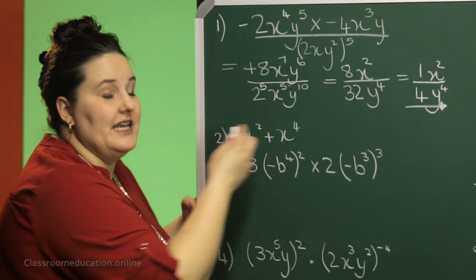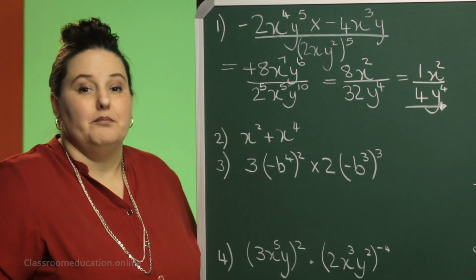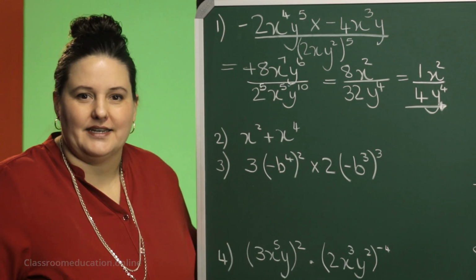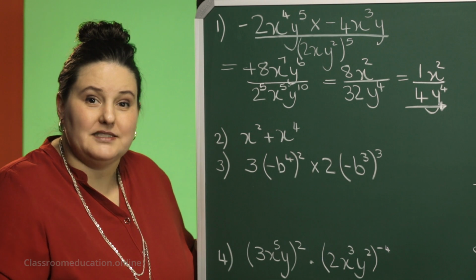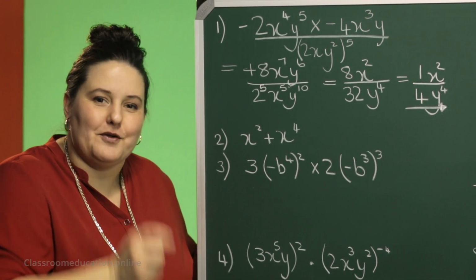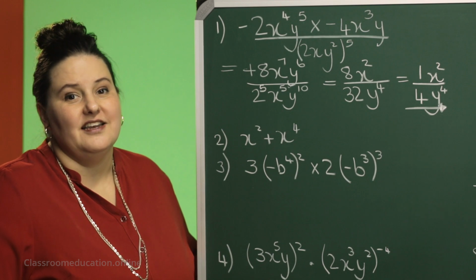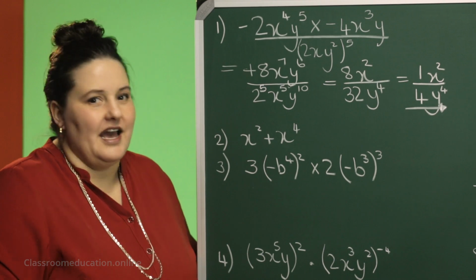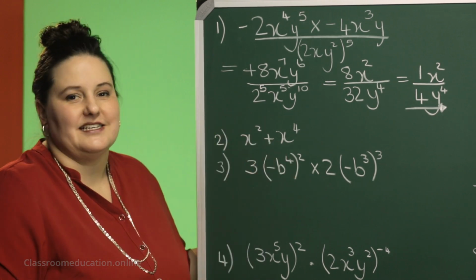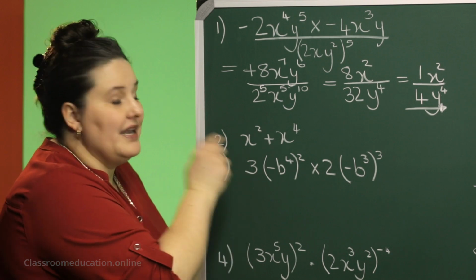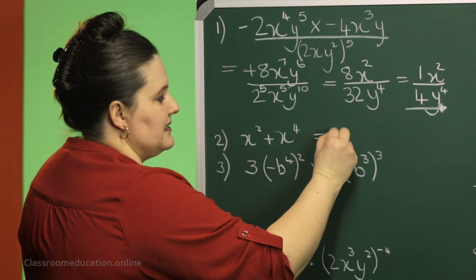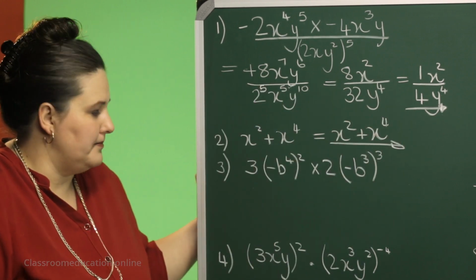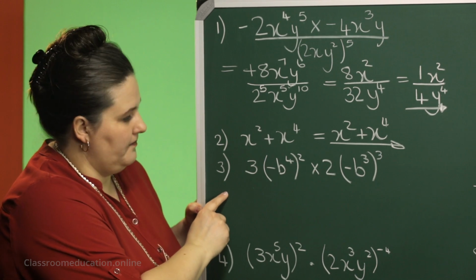Have a look at number 2. X squared plus x to the power of 4. What should we do? Bases are the same. They are being added, not multiplied. And because they are being added and not multiplied, you cannot apply the rule or your law of exponents, boys and girls. Can I do anything here? No, they are not like terms. I cannot say it is x to the power of 6. Please be careful. So this one stays the same. I can say it is x squared plus x to the power of 4. It stays the same.